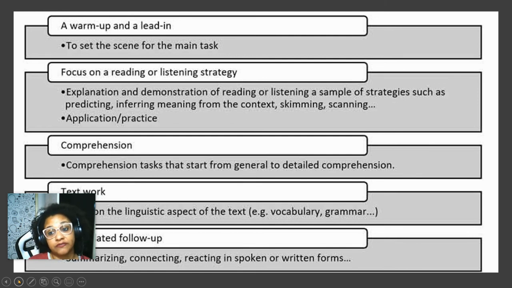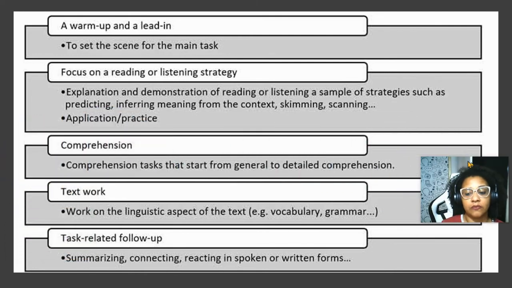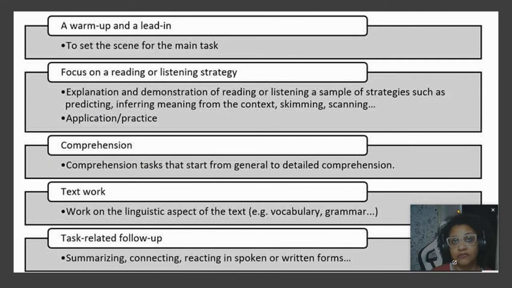Explanation and demonstration of the reading or listening sample strategies such as predicting, inferring meaning from the context, skimming, scanning, application, and practice. And then there is a comprehension test that goes from general to detailed comprehension. Then the text is used to work with linguistic aspects of the language, for example vocabulary and grammar, and then a follow-up task that will take it into a real-life activity.